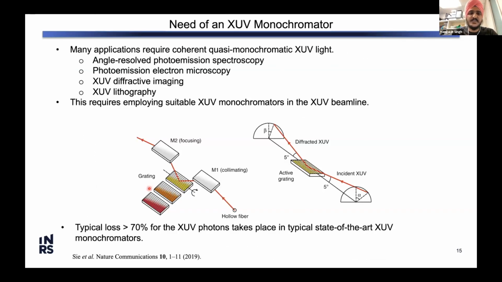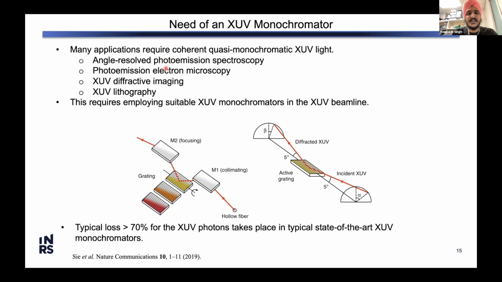However, there are many applications which require quasi-monochromatic XUV light. So instead of a very broadband spectrum, some applications require quasi-monochromatic XUV light. Some examples are angle-resolved photoemission spectroscopy, photoemission electron microscopy, XUV diffraction imaging, or XUV lithography.